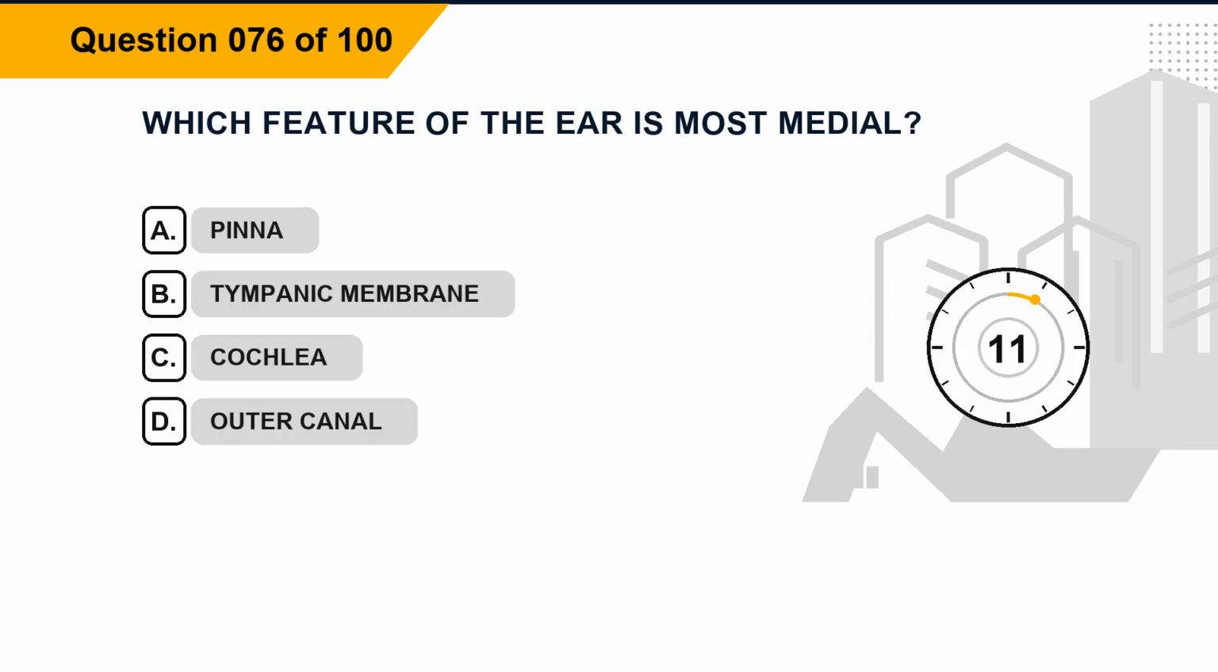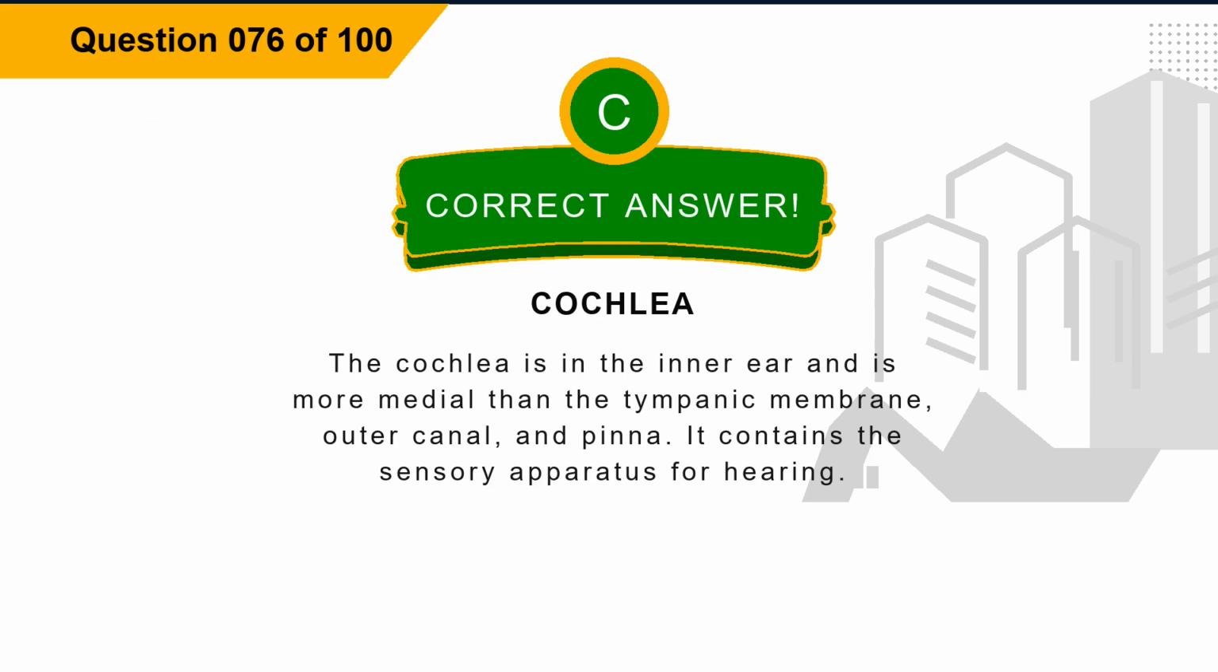Question 76. Which feature of the ear is most medial? Option A, pinna. Option B, tympanic membrane. Option C, cochlea. Option D, outer canal. The correct answer is option C, cochlea. Explanation. The cochlea is in the inner ear and is more medial than the tympanic membrane, outer canal, and pinna. It contains the sensory apparatus for hearing.